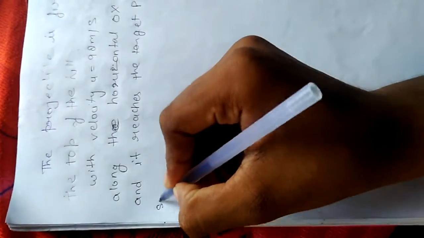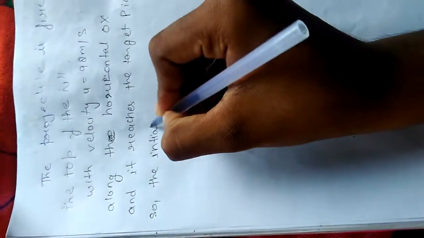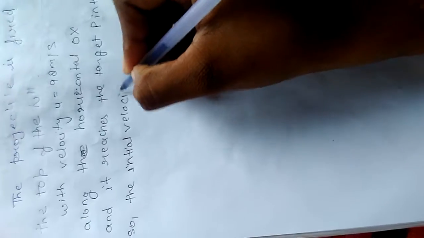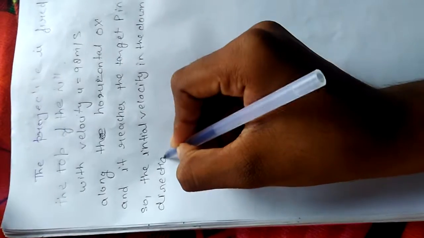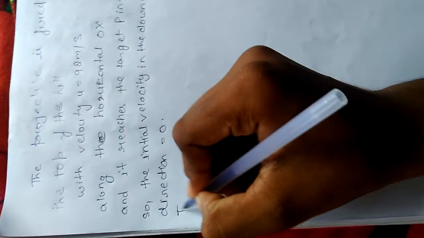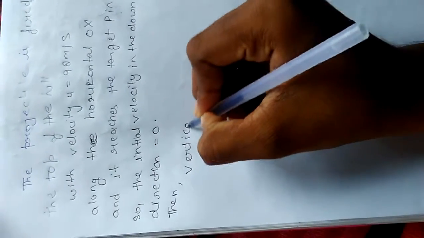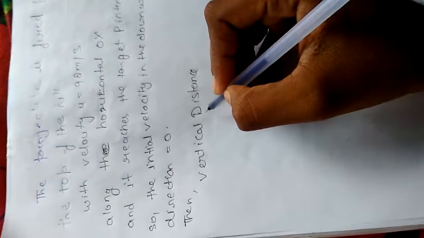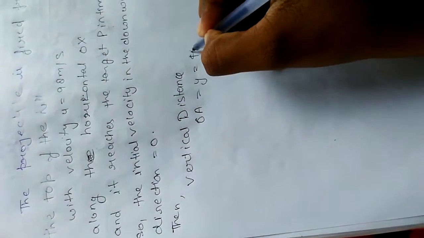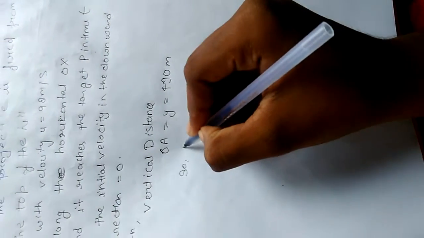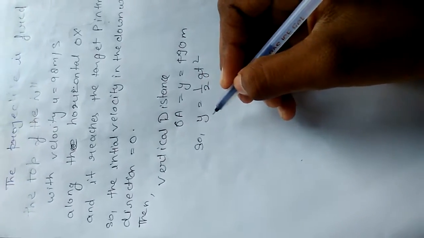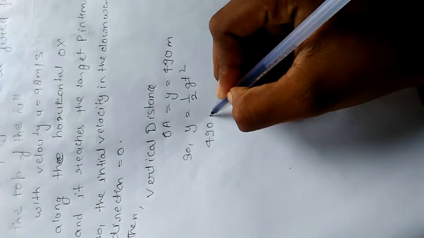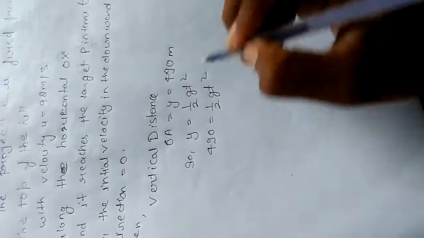So the initial velocity in the downward direction is 0. Then the vertical distance OA is equal to 490 meters. So y is equal to 1 upon 2 g t square. Then y or OA, given as 490 meter, is equal to 1/2 of g t square.